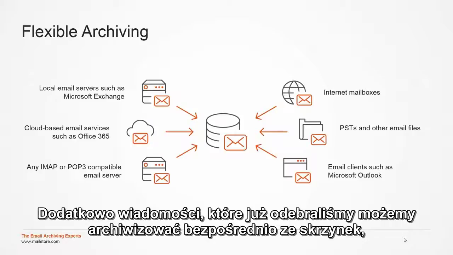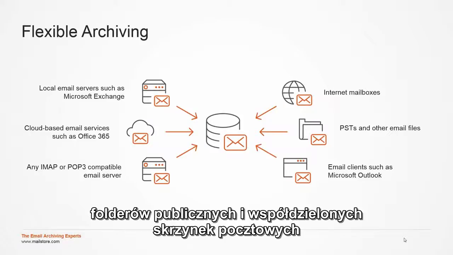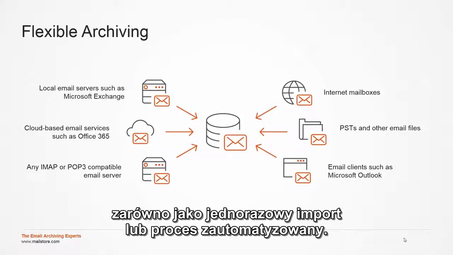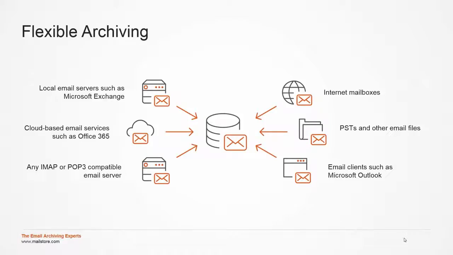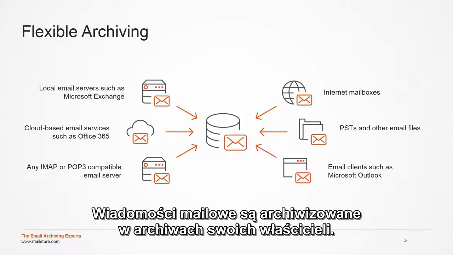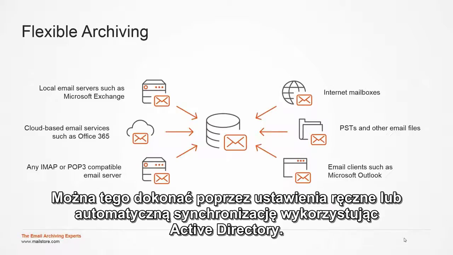Additionally, existing email can be archived from mailboxes, public folders, and shared mailboxes, either as a one-time import or an automated process. Emails are archived in the MIME-compatible format into the archives of their owners. These can be created manually or through synchronization with directory services such as Active Directory.